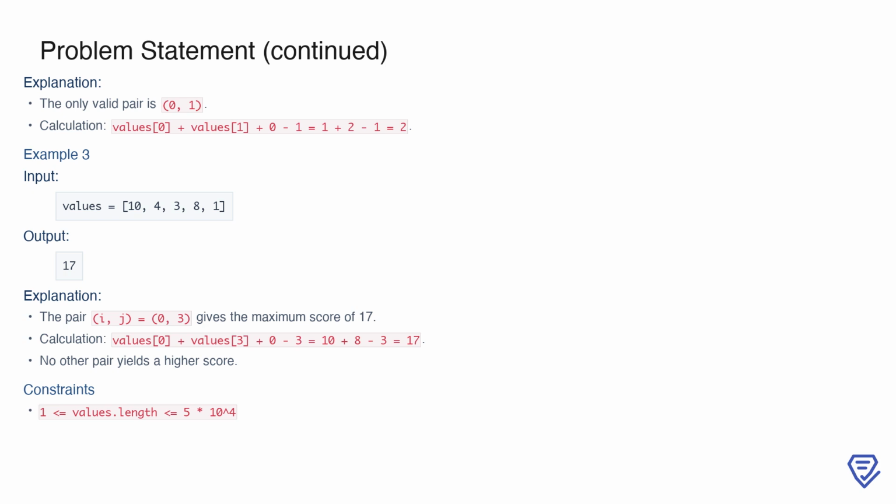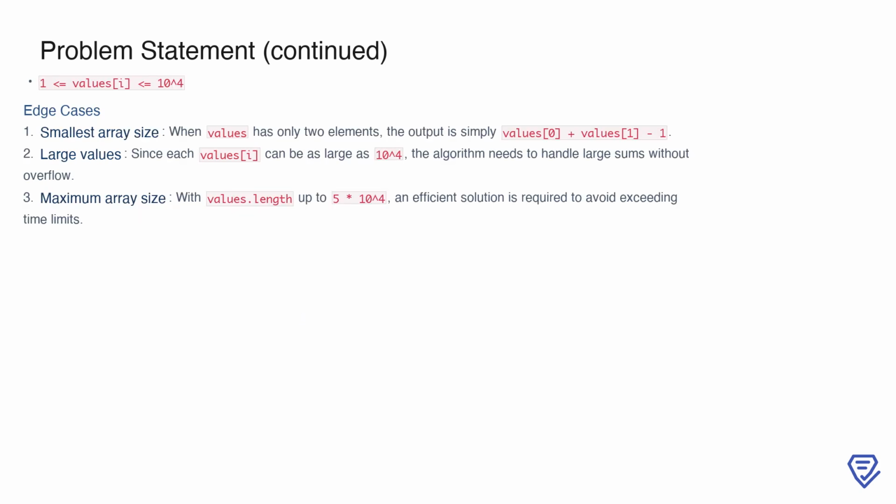This example highlights how the combination of high values and an acceptable distance contributes to the maximum score. By comparing all potential pairs, the formula ensures that both the values of the sightseeing spots and their positions are factored into the calculation. There are a few constraints and edge cases that need to be considered.